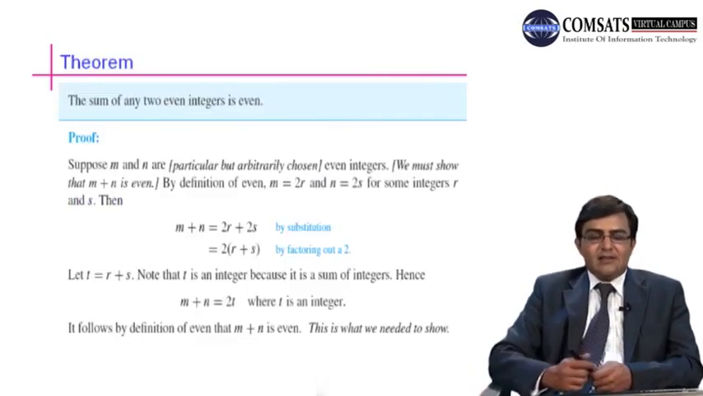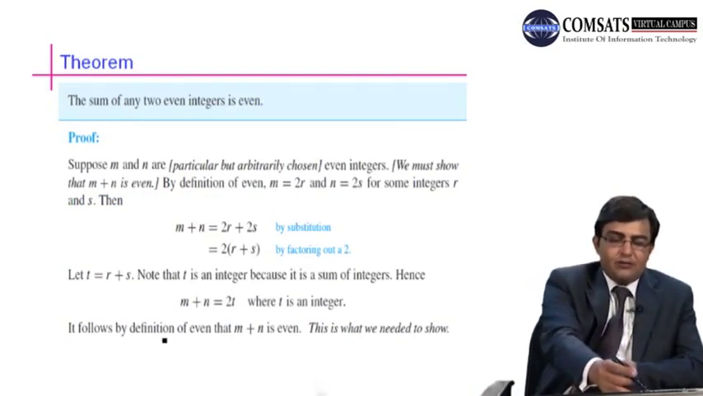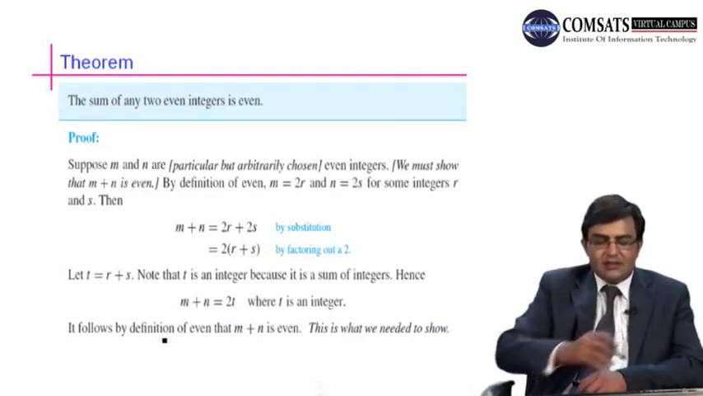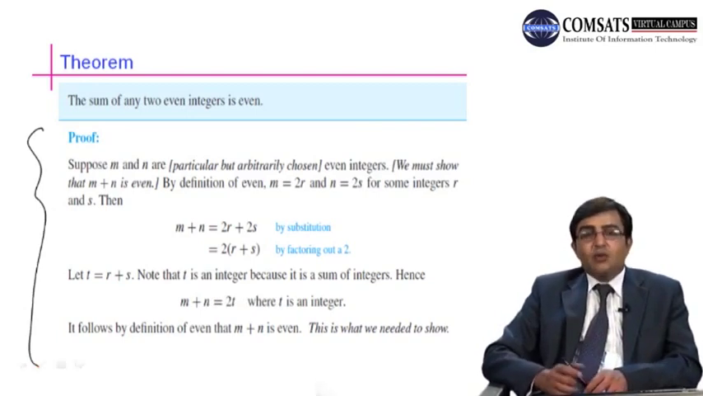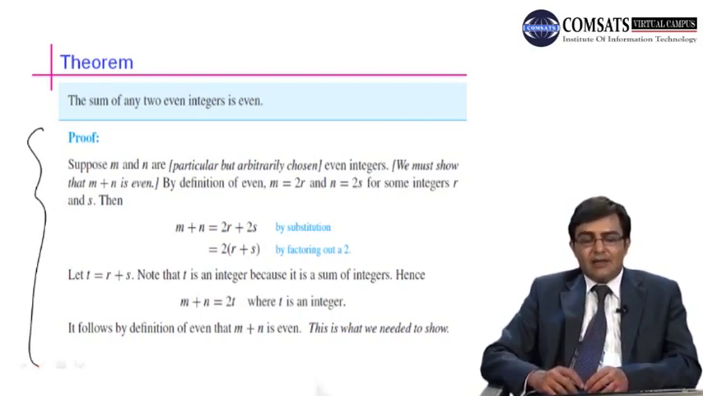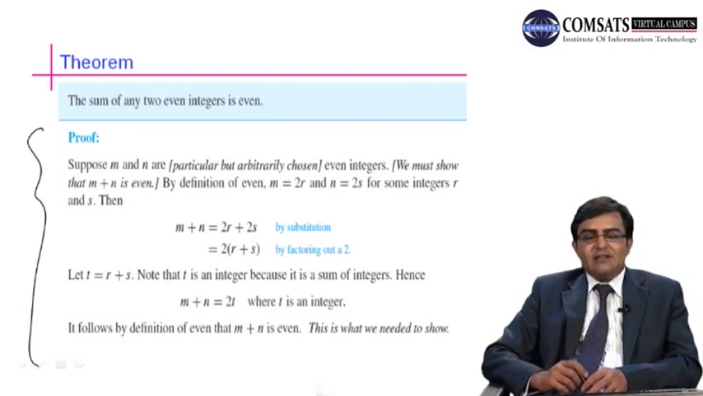I have summarized the last theorem which we have proved here. This is given in the book of Discrete Mathematics written by Susanna. The sum of any two even integers is even.